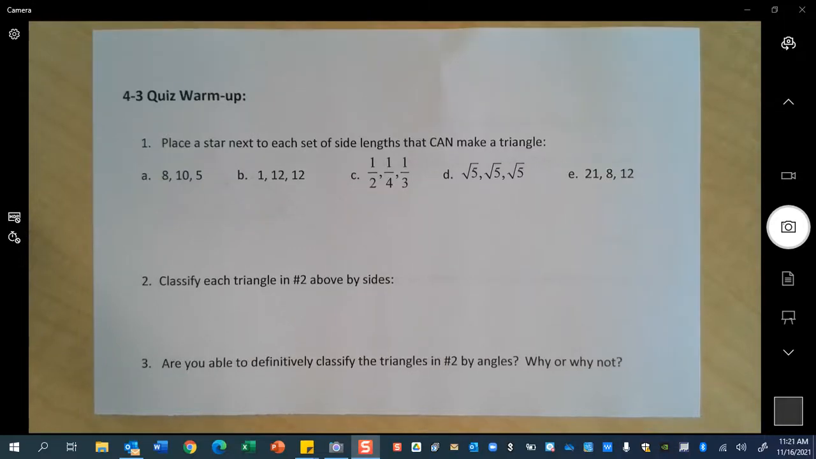All right, so we'll jump into this warm-up. It says place a star next to each set of side lengths that can make a triangle. So we have to go back and revisit that whole idea of what can or cannot make a triangle.